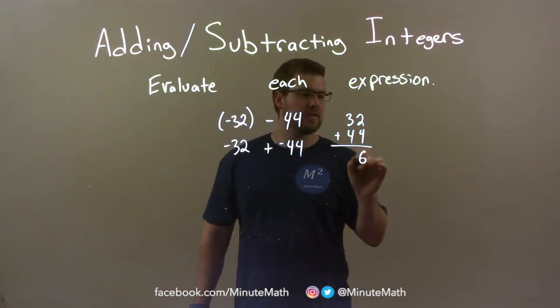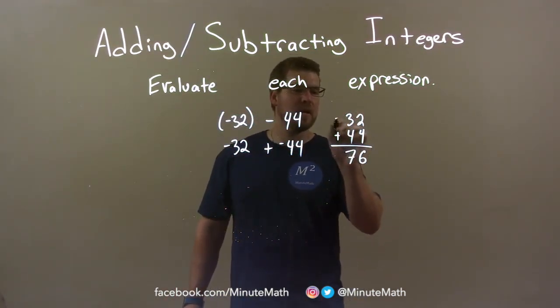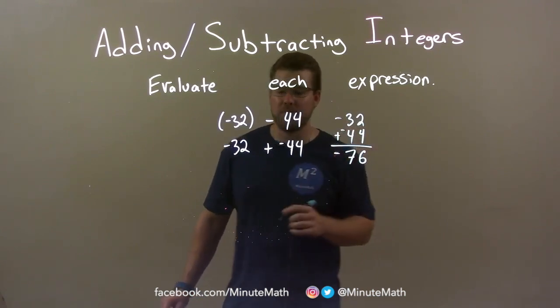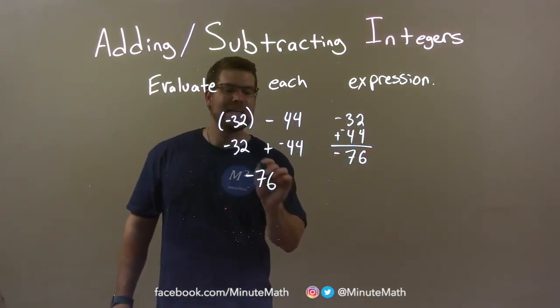2 plus 4 is 6. 3 plus 4 is 7. Keep everything negative. And so we have our final answer of negative 76.